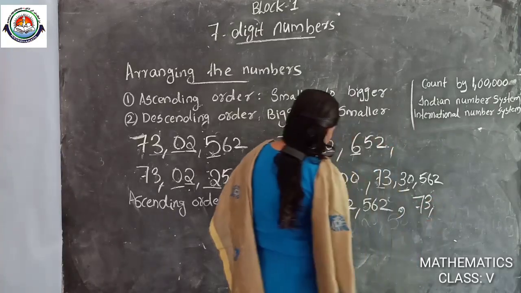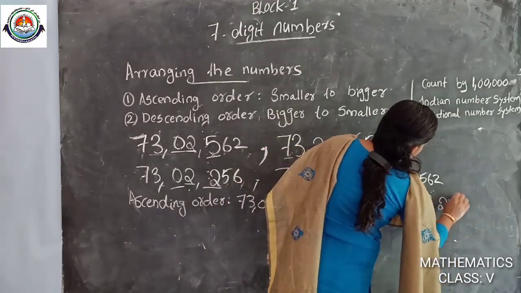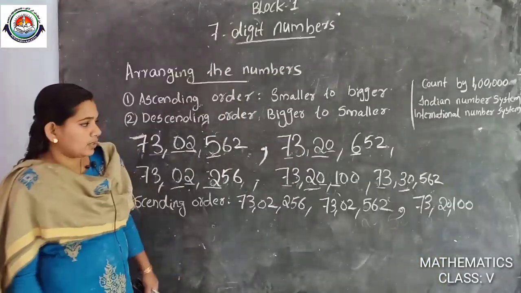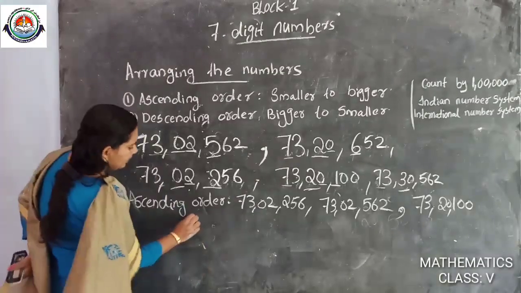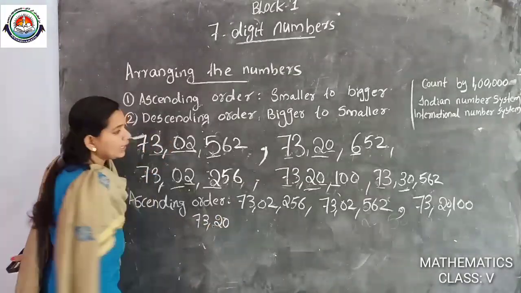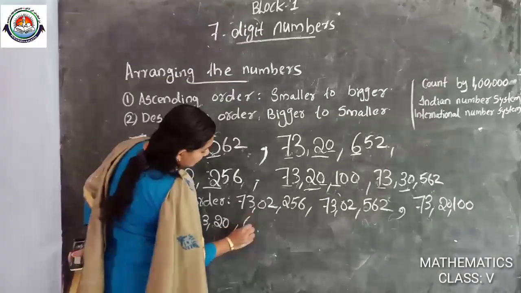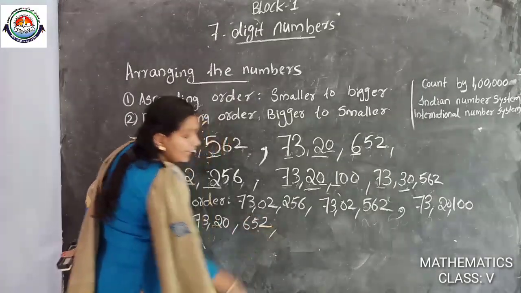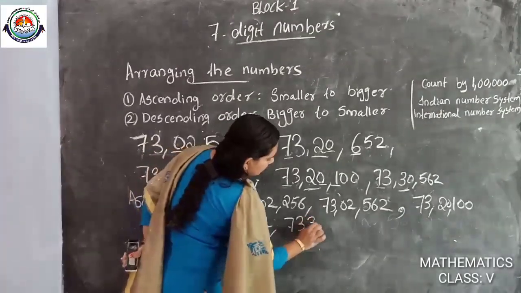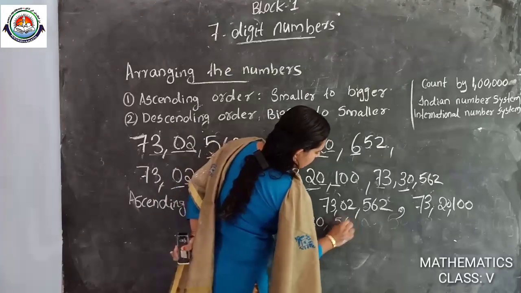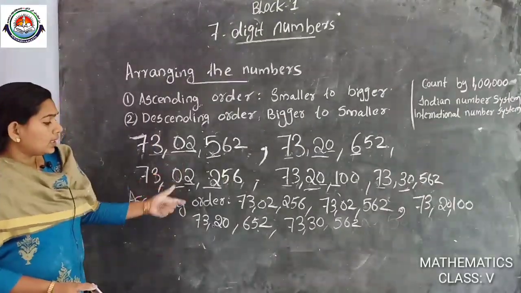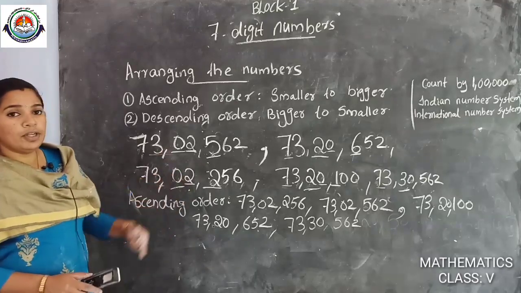73 lakh 20,100 is the next smallest. Next is 73 lakh 20,652. The largest number is 73 lakh 30,562. So how many of them got this answer? Okay, the same way, the same problem we will do in descending order.